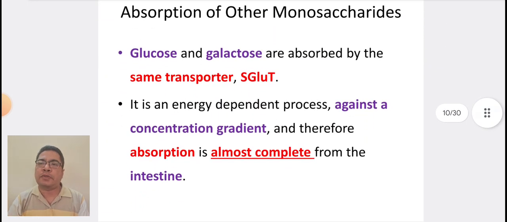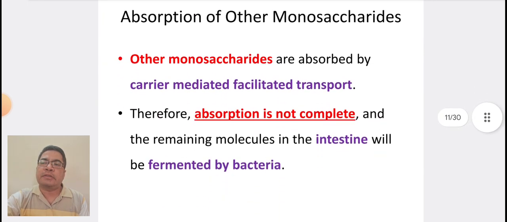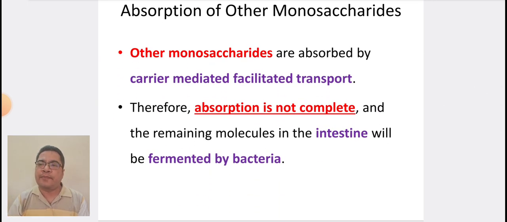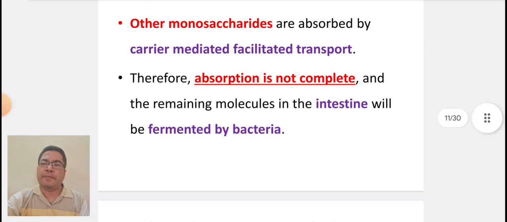Coming to absorption of other monosaccharides, glucose and galactose are absorbed by the same transporter, that is SGLT. It is an energy dependent process against the concentration gradient, and therefore absorption is almost complete from the intestine, whereas other monosaccharides are absorbed by carrier-mediated facilitated transport. Therefore, absorption is not complete and the remaining molecules in the intestine will be fermented by bacteria.